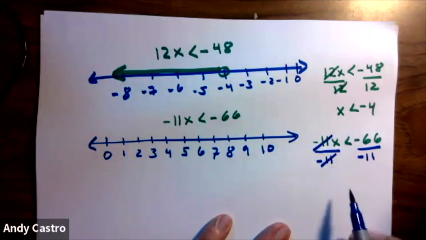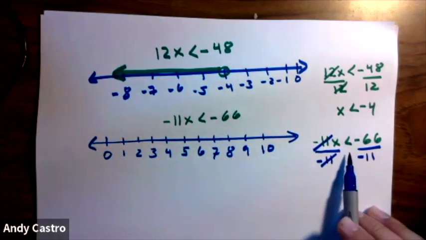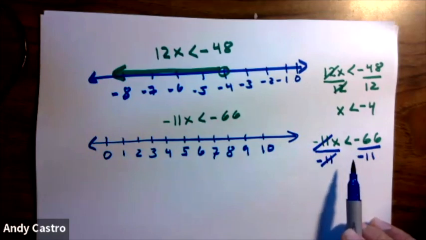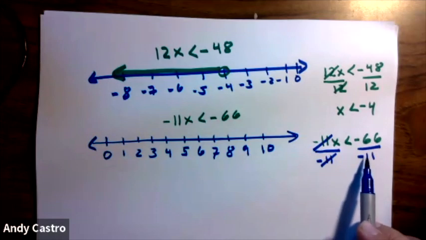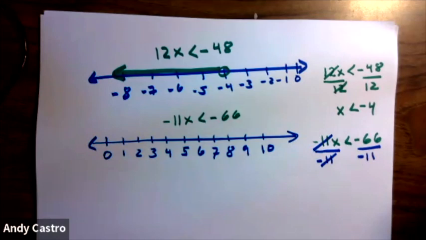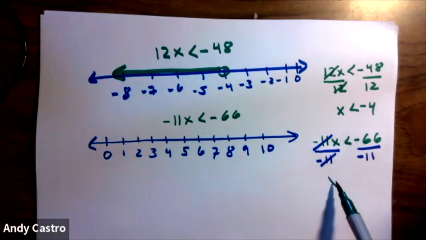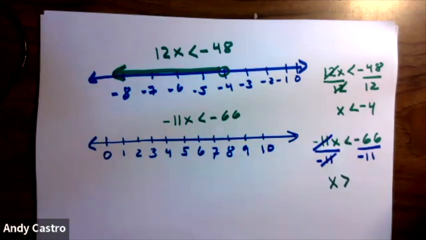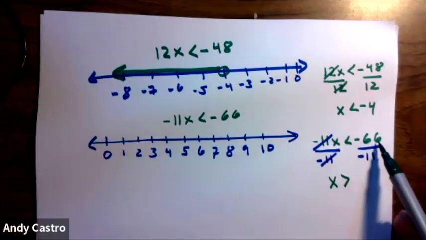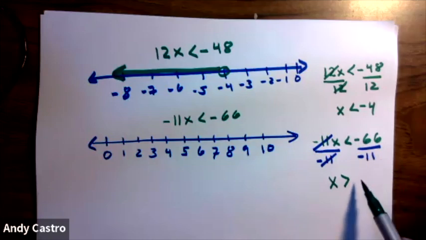Now, anytime when we're dealing with an inequality, anytime that we either multiply or divide by a negative number, I have to switch the direction of the inequality. So instead of x is less than, I'm going to change it to x is greater than. Okay? And -66 divided by -11 is +6.